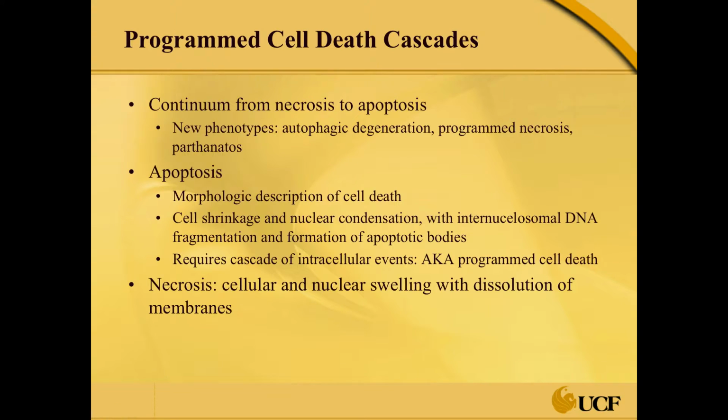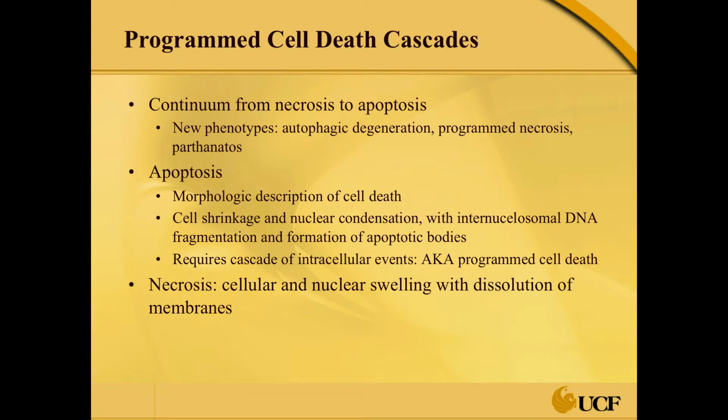So programmed cell death cascades are a continuum from necrosis to complete apoptosis, new phenotypes, autophagic degeneration, programmed necrosis, and parthanatos. Apoptosis is, like I said, that description of cell death. It's cell shrinkage and nuclear condensation with internucleosomal DNA fragmentation and formation of these apoptotic bodies. And it requires a cascade of intracellular events which are all programmed. And necrosis, cellular and nuclear swelling with dissolution of the membrane.